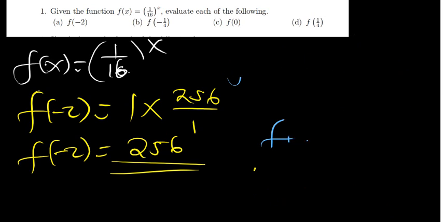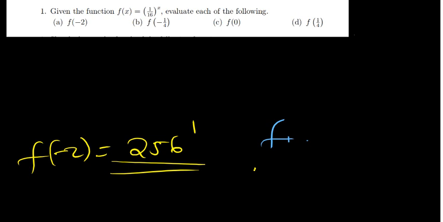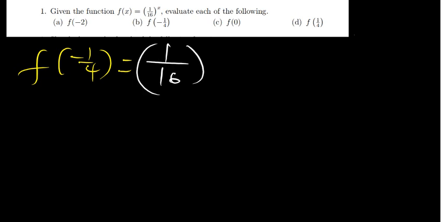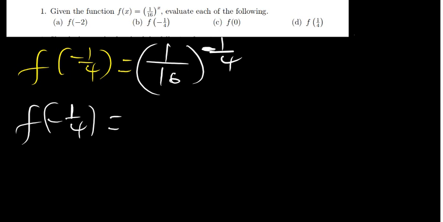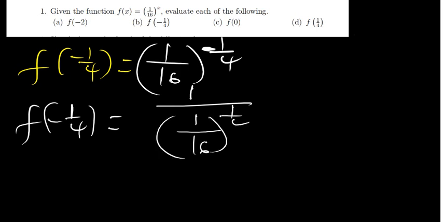Let's now go to part B. Part B, they want us to find f of negative 1 over 4. So f of negative 1 over 4, where there is x, I have 1 over 16 raised to the power x. x is negative 1 over 4. Now remember we said if I want to remove the negative, I have to put 1 on top. So f of negative 1 over 4 is going to be 1 on top divided by 1 over 16, which has to be raised to 1 over 4.